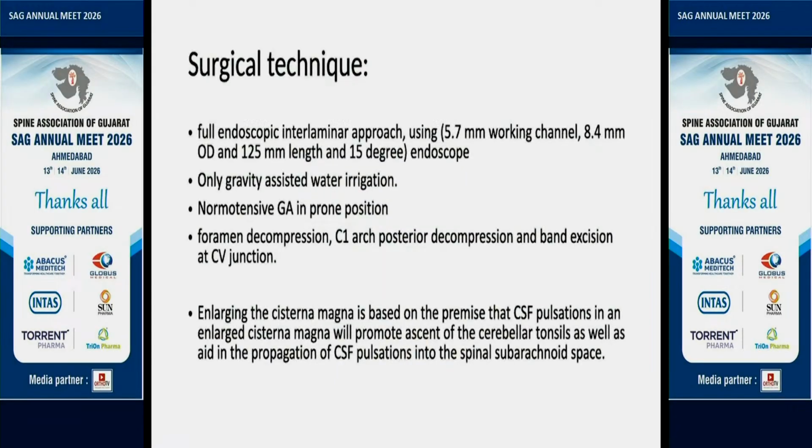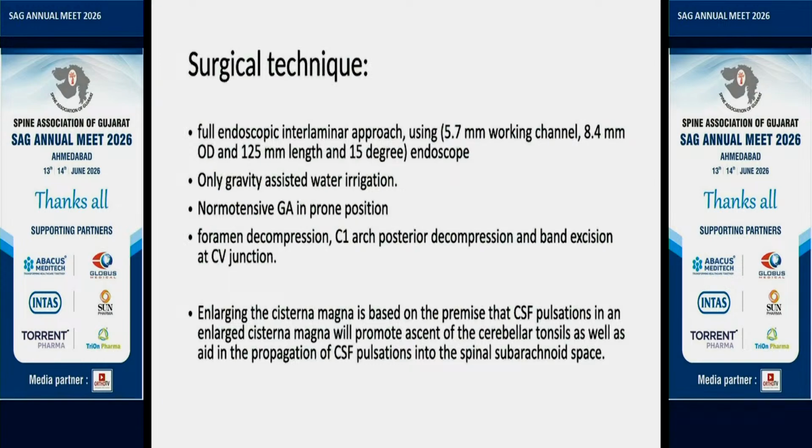So usually I try to use a smaller scope, 5.7 mm working channel with 8.4 outer diameter, only gravity assisted, normotensive irrigation and prone position. Usually the steps are foramen magnum decompression, C1 arch posterior decompression and band excision at the CV junction.